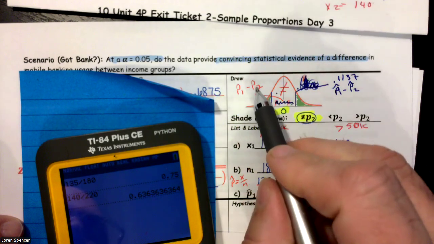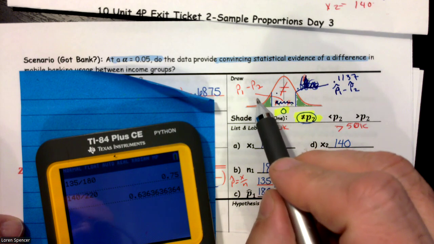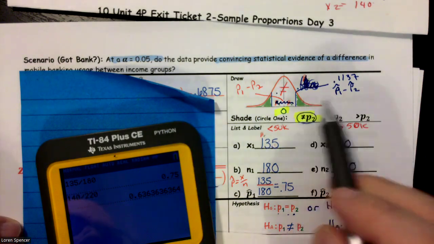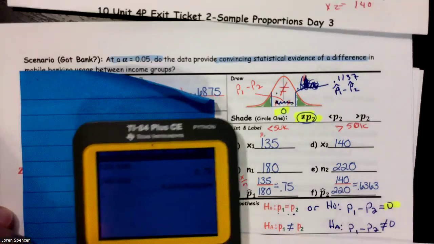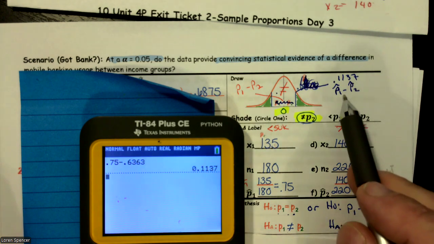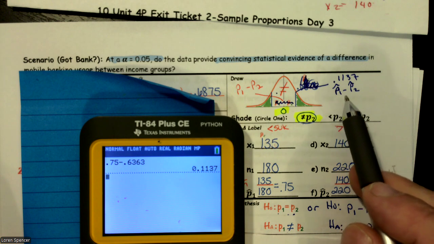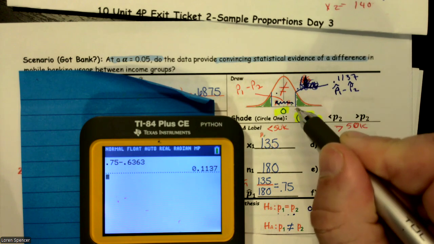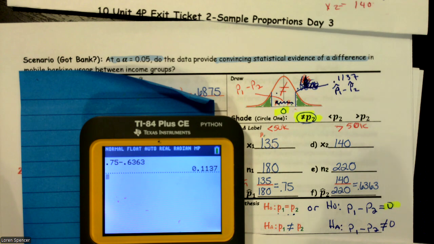And that really is p1 minus p2. Notice it's p1 minus p2, not p hat 1 minus p hat 2, because that's going to come into effect over here. Because if we take 0.75 minus 0.6363, we end up getting 0.1137. So p hat 1 minus p hat 2 gives us 0.1137, and that's where this value is right here. That gives us that difference.